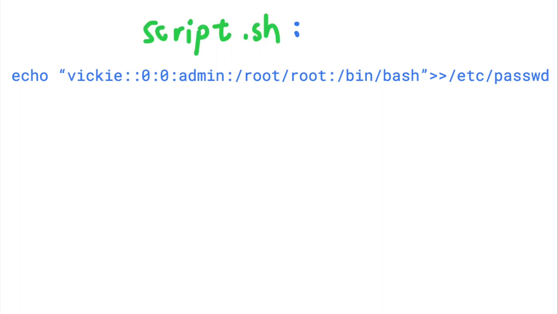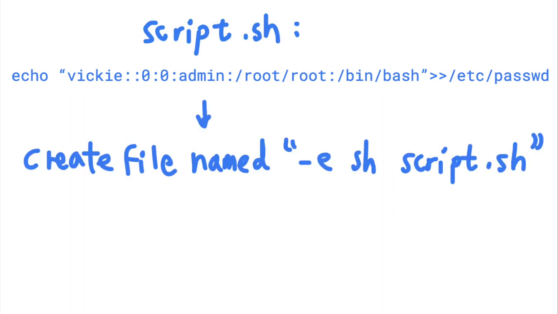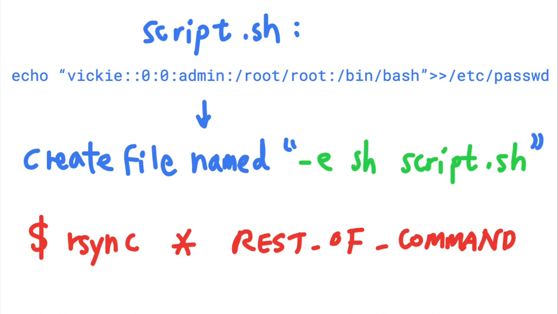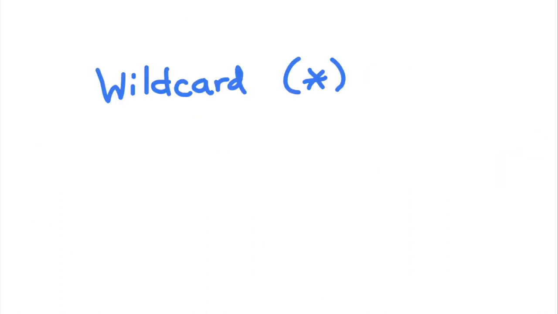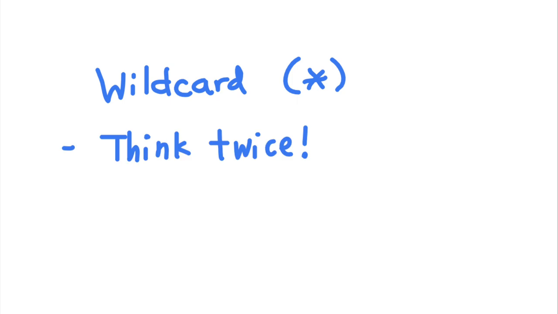But let's name the shell script script.sh and then save it. And then we can create a file name that will inject a -e flag to the rsync command. Now, if the root user runs the rsync command in this directory with a wildcard, the wildcard will cause the flag to be injected into the command, and the root user will execute the malicious shell script and add us as the root user. You can prevent this type of attack by thinking twice before using the wildcard in a command.